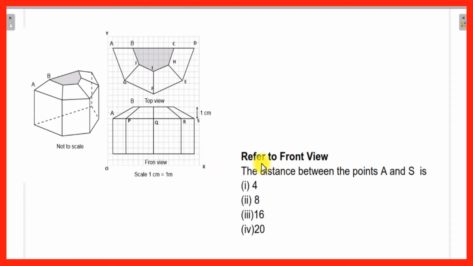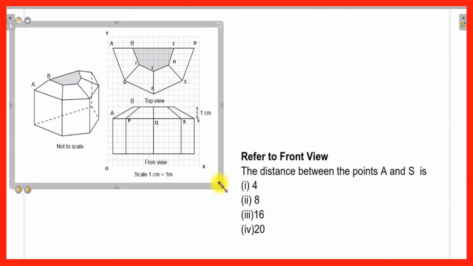Now the next question is: refer to the front view. You have to refer to the front view. The distance between the points A and S. This is the A point and this is the S point. I increase the view.